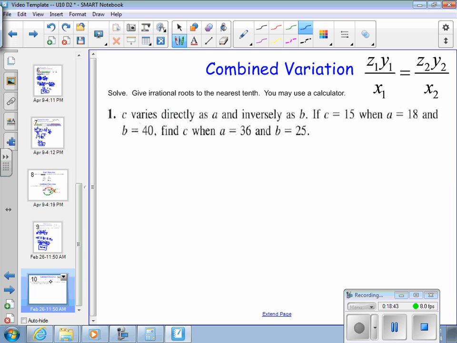And we've got one more example to look at here. C varies directly as A and inversely as B. If C equals 15 when A equals 18 and B equals 40, find C when A equals 36 and B equals 35. So C is on the top of my proportion here. So that's the 15. Now, it varies directly as A, so A is on the bottom, 18. And inversely is B, so B is on the top.